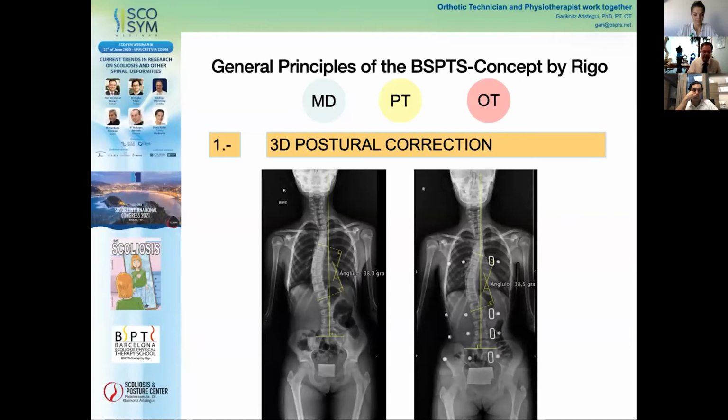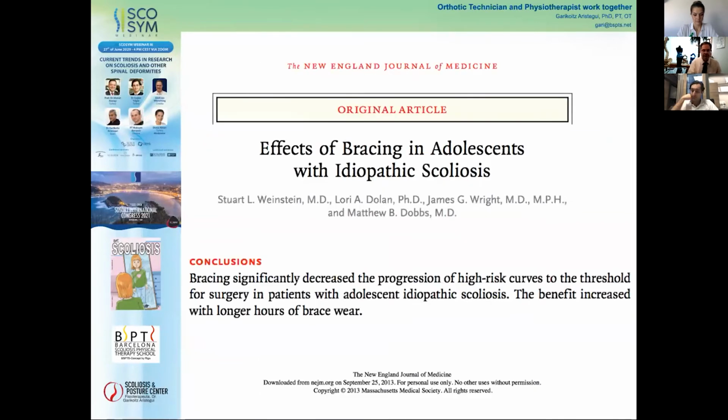The X-ray that the doctor took of this patient shows the same result that we have, in brace or without brace. But nowadays we know that we have the possibility and enough evidence to say that bracing significantly decreases the progression of high-risk curves to the threshold for surgery in patients with adolescent idiopathic scoliosis.